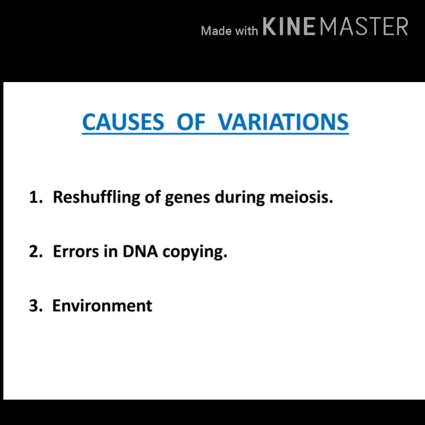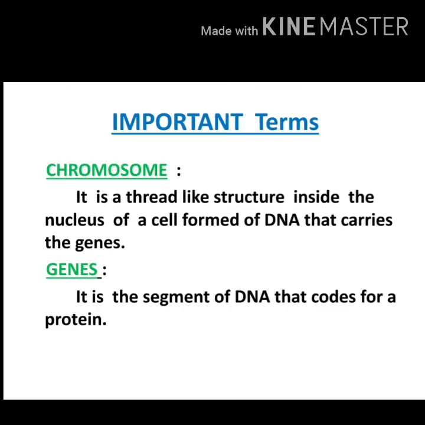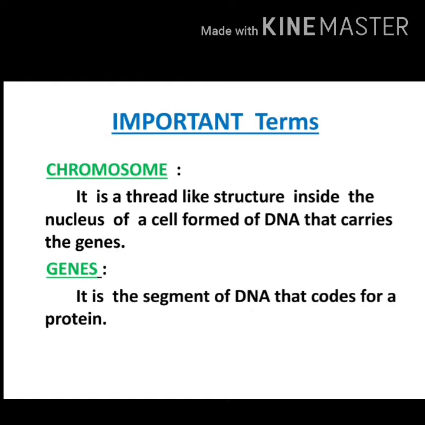Hope these 3 points are clear, causes of variations. Next, some more important terms are chromosome. These terms are familiar, chromosome, genes, all these are familiar to you. Still, we can once again recall it. What is a chromosome? It is a thread-like structure or fiber-like structure present inside the nucleus of a cell formed of DNA that carries genes.